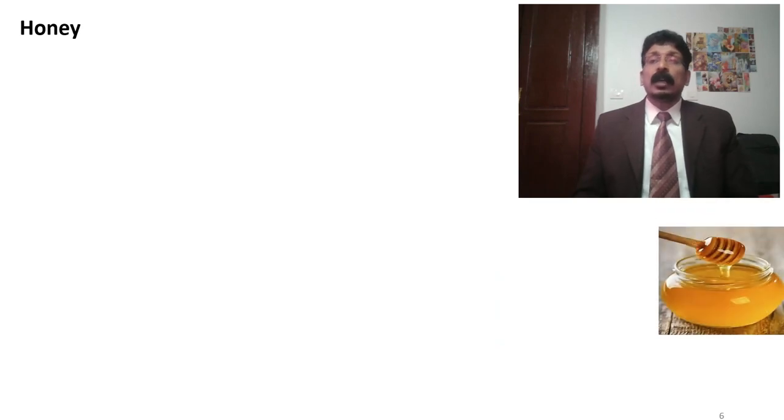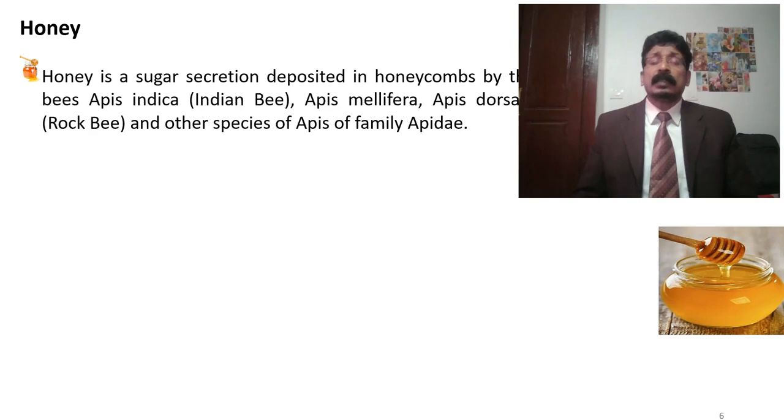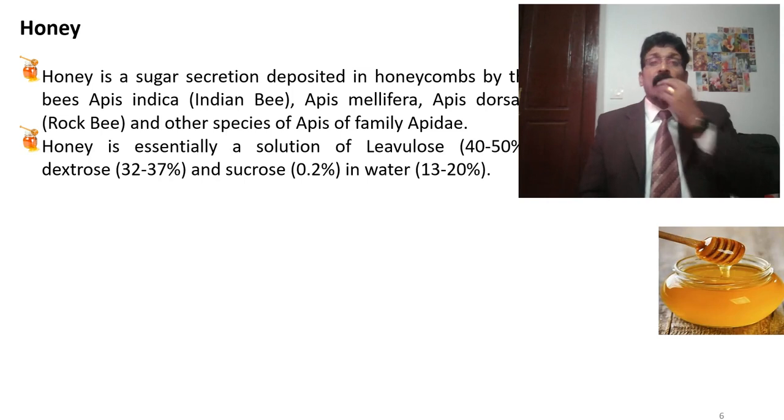Now we come to honey, a major natural sweetener. Honey is a sugar secretion deposited in honeycomb by the bee Apis indica, the Indian bee, or Apis mellifera, Apis dorsata, the rock bee, and other species of Apis of family Apidae. Honey is essentially a solution of levulose, dextrose and sucrose, and it also contains a percentage of water.